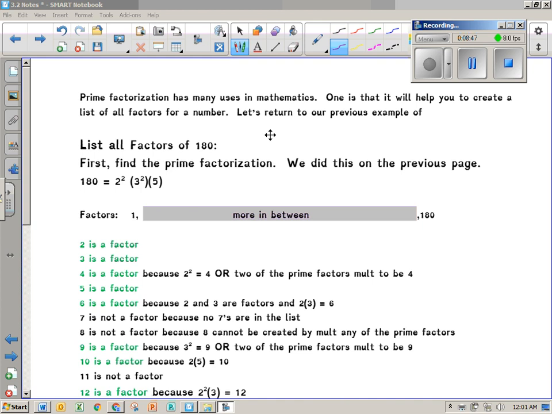We're going to back up right now and talk about how we can use prime factorization. It actually has a lot of uses in mathematics. The one that we're going to use in this lesson is going to help you create that long list of factors for a number.